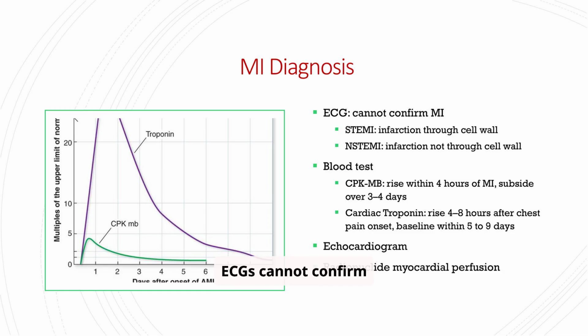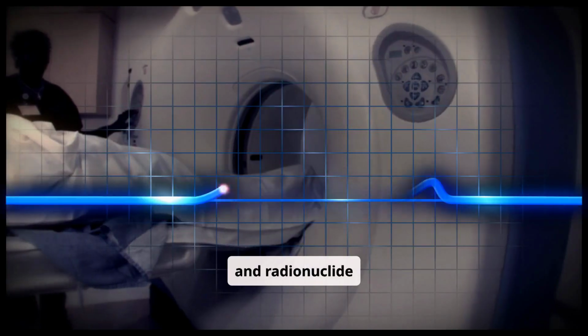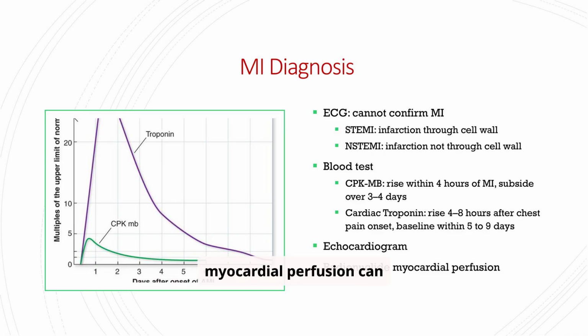ECGs cannot confirm MI, but blood tests for CPK-MB and cardiac troponin can. Echocardiograms and radionuclide myocardial perfusion can also be used. Remember the difference between STEMI and NSTEMI.